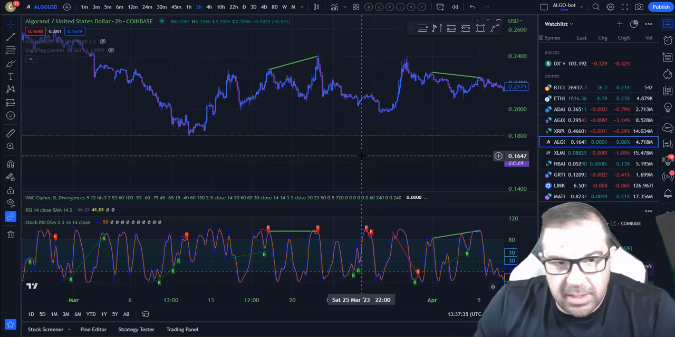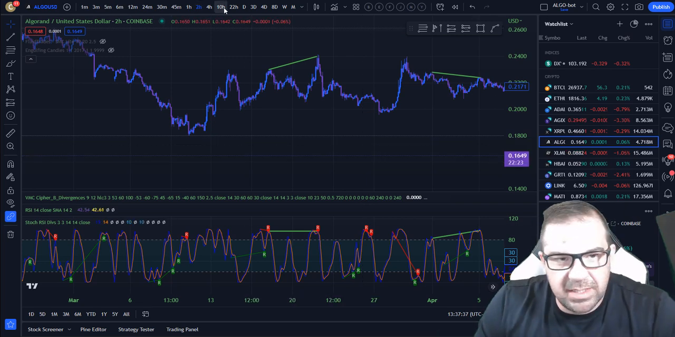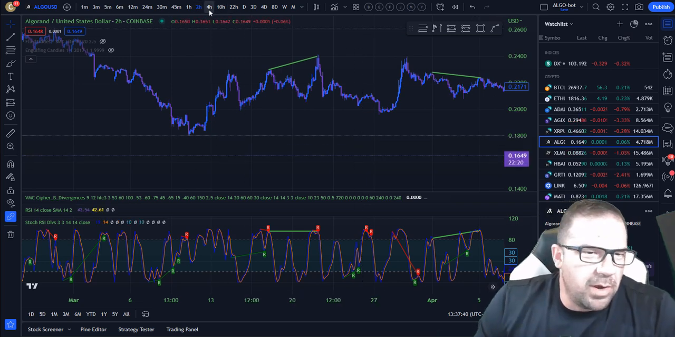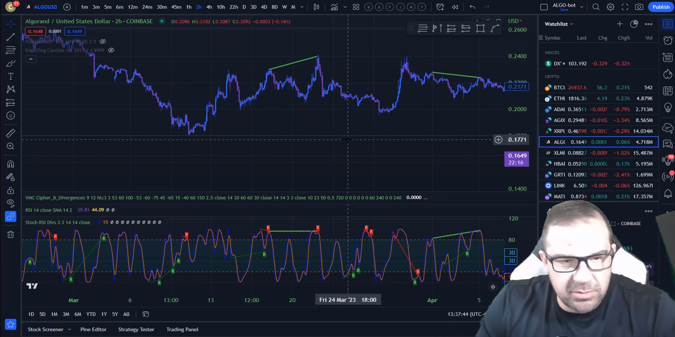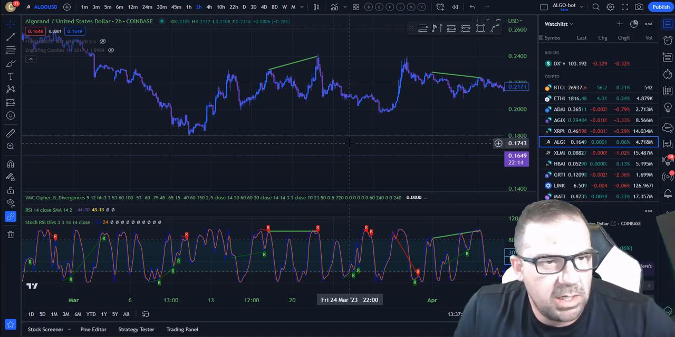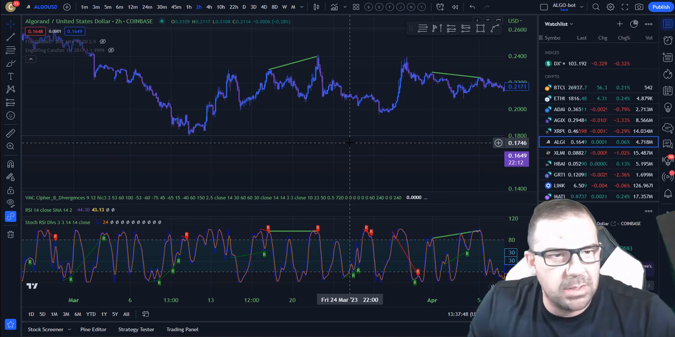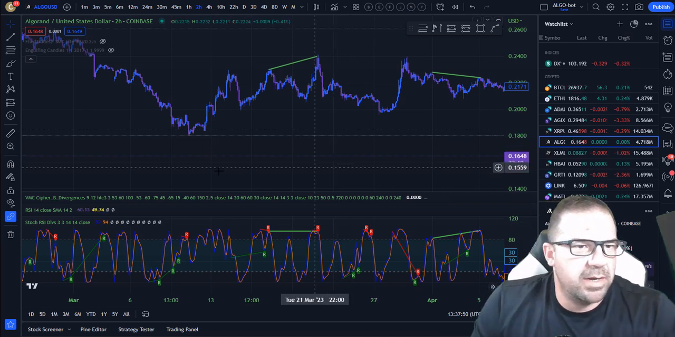I do like checking out the 1 day chart, 10 hour, 22 hour, even 4 hour, 2 hour, 1 hour. Like I said, I am a swing trader, so I'm looking more over the course of weeks to months. I don't have the time to day trade.